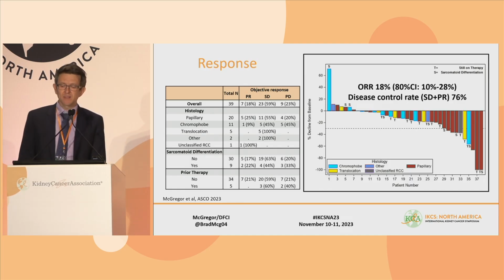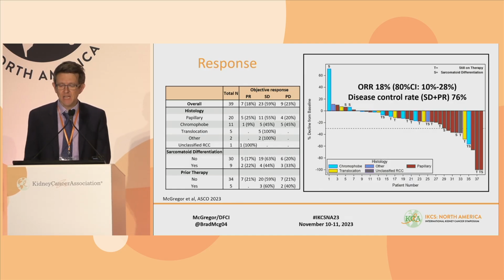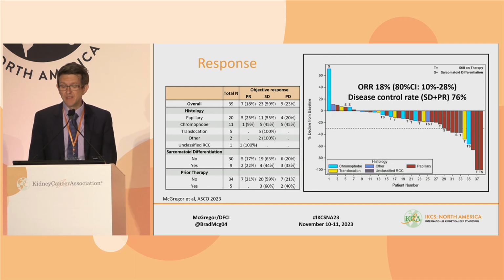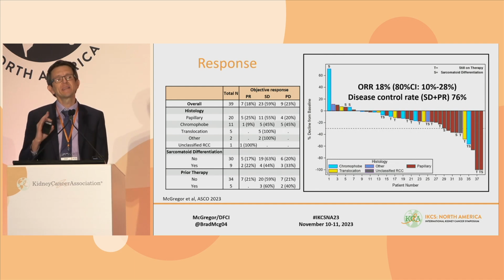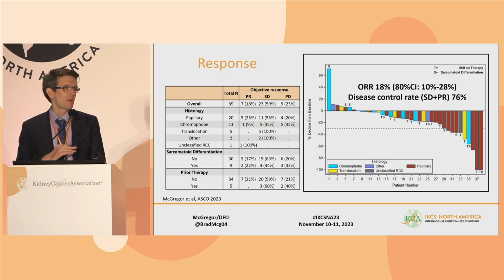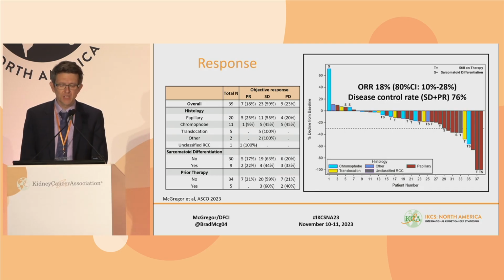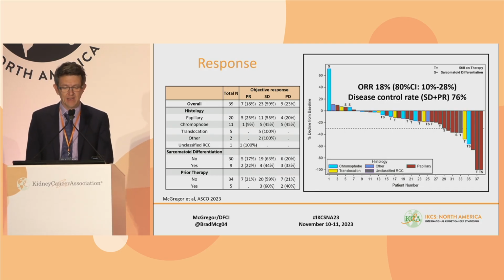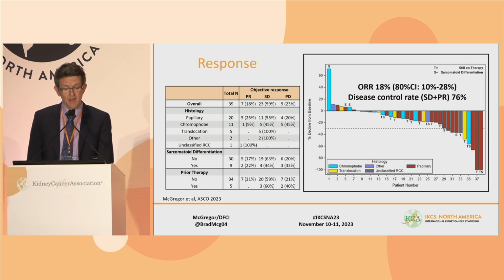So what are the responses? I think overall we were all hoping for better. Objective response rate 18%, disease control rate 76%. And we didn't see one subtype that really responded better than the others or didn't respond overall. Again, we get into quite small numbers when we start looking at the translocation and the other. I think it is important to note that the translocation had responses, but we had decent stable disease with a lot of patients shrinking.